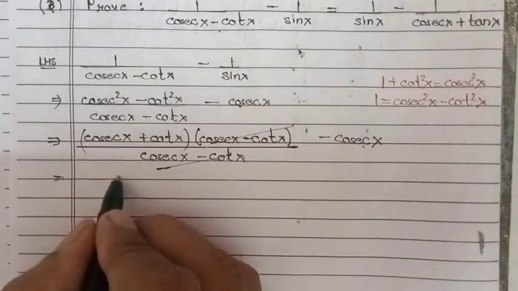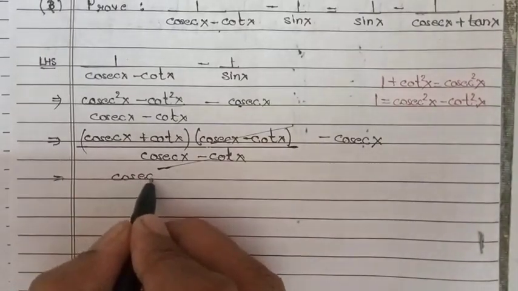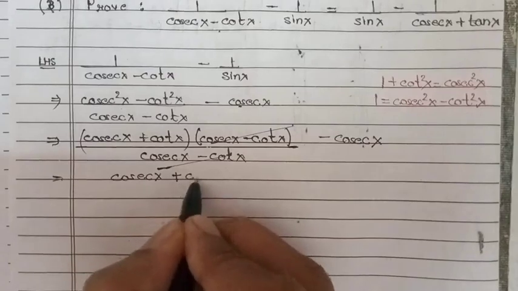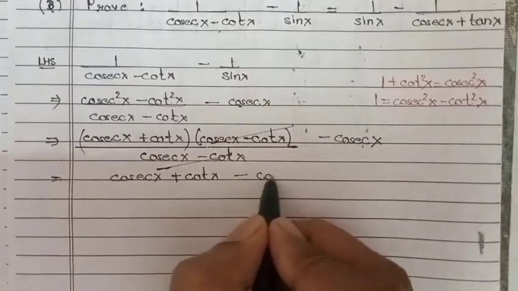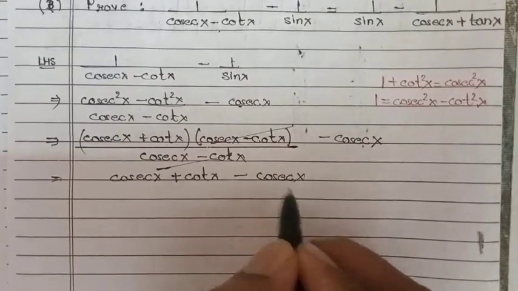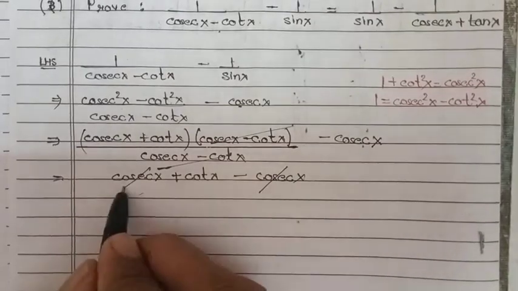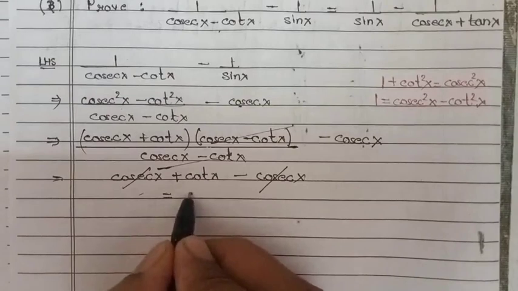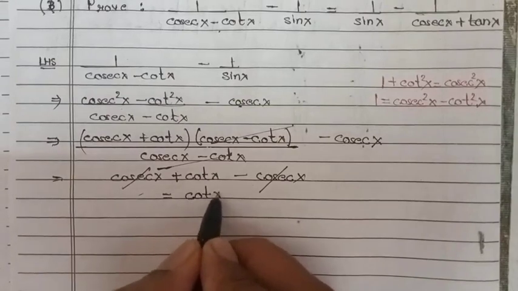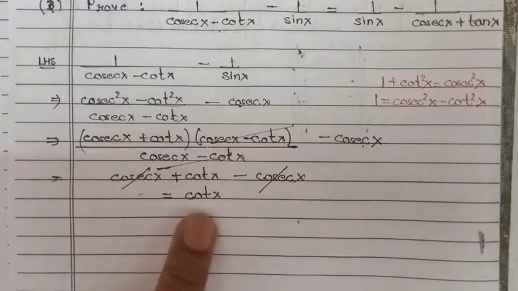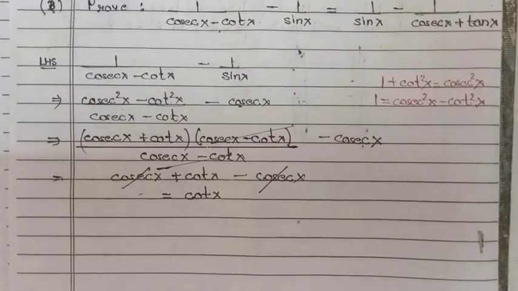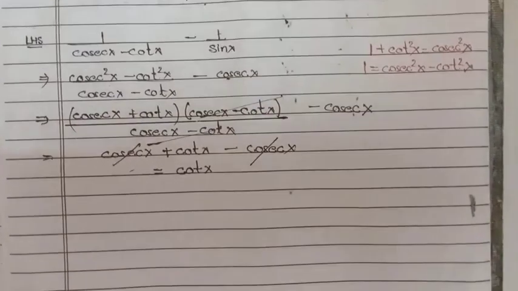So here you will be left with cosec plus cot and then minus cosec. So this cosec will cancel out. So solution for the left hand side is cot x. So we have got the solution for the left side as cot x. Now let's solve for the right hand side.